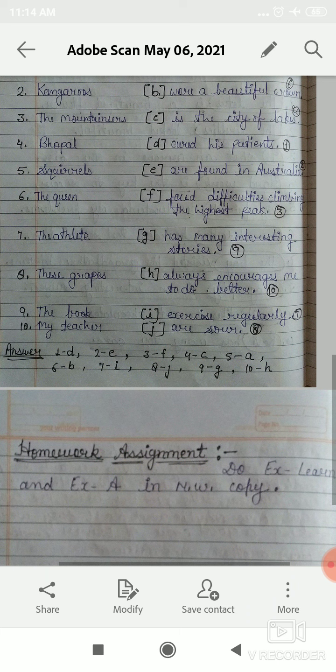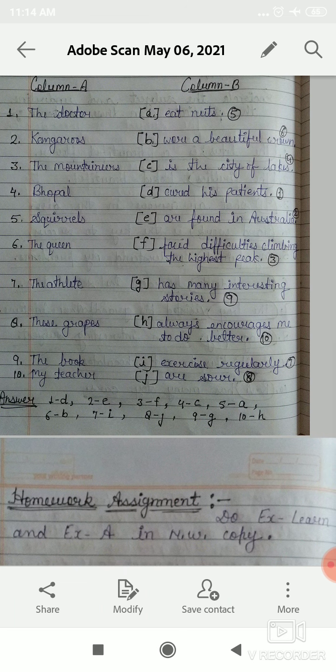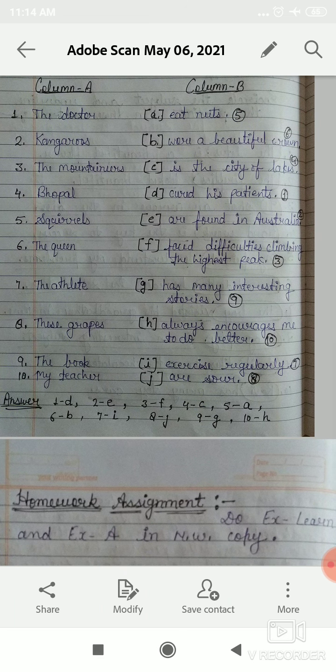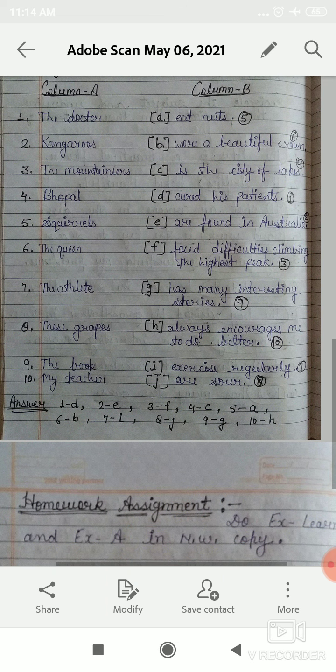Now next and last, that is number 10. Number 10 is my teacher. So students, tell me which predicate will match with number 10. So students, here option number H will match with number 10. My teacher will match with option number H, that is always encourage me to do better.